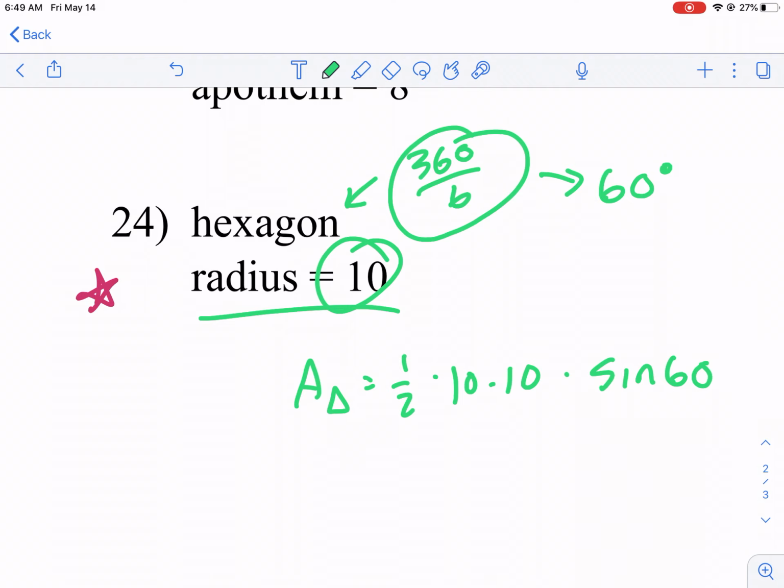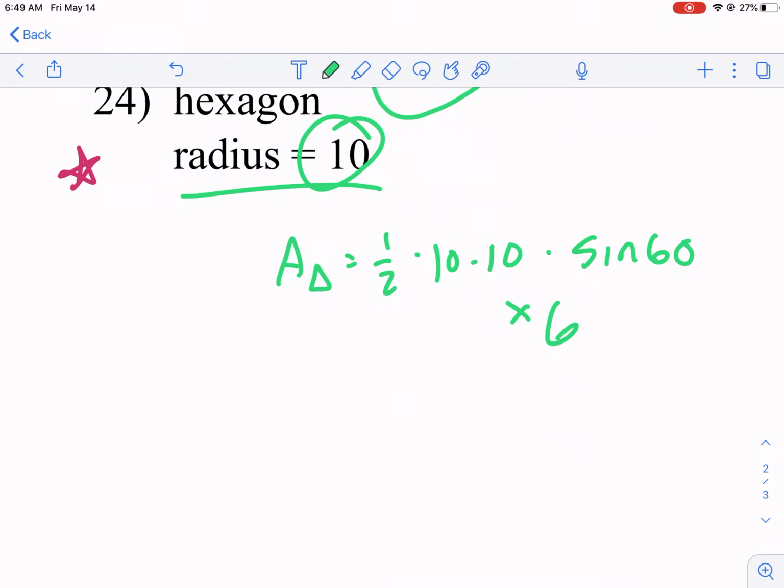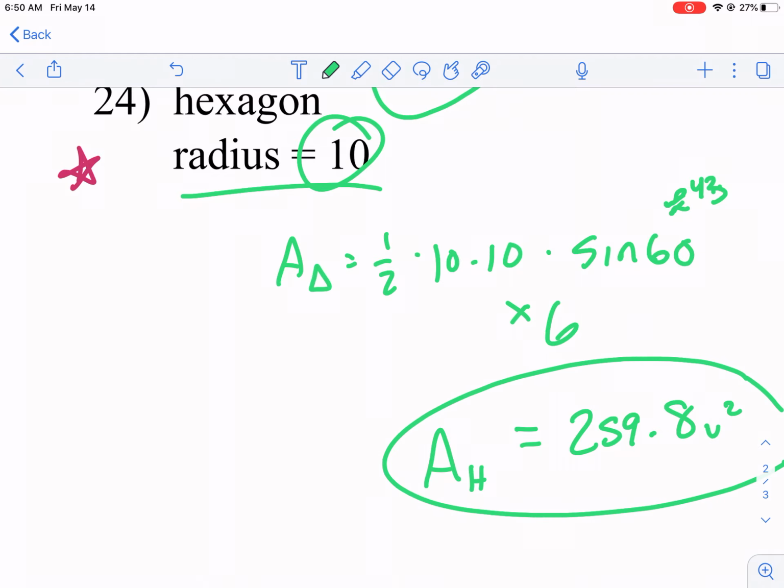We have 50 times sine 60. That's only one triangle. We have 5 of them left, so we multiply by 6. You guys understand what I'm saying. We multiply that number by 6. First this was about 43, so we multiply by 6, and the area of the hexagon is equal to 259.8 units squared. Simple as that.